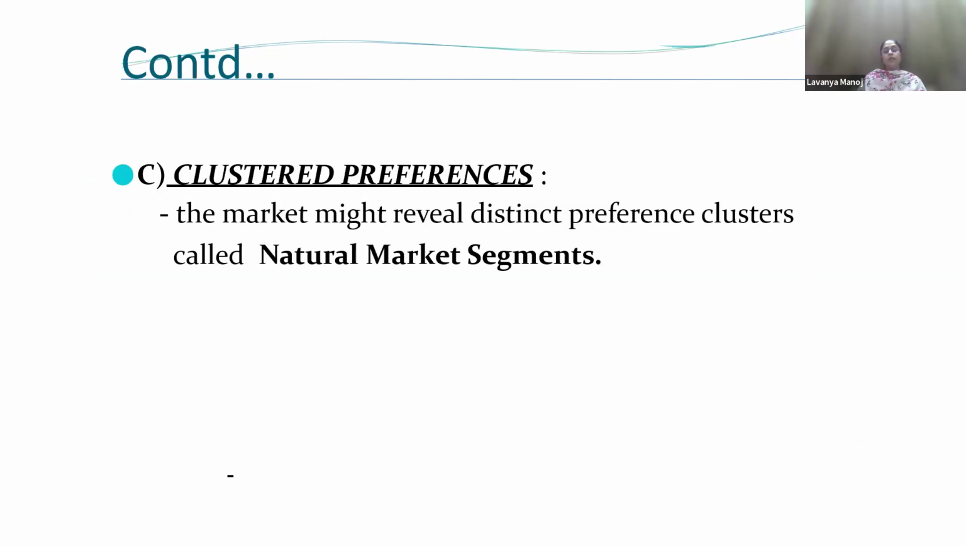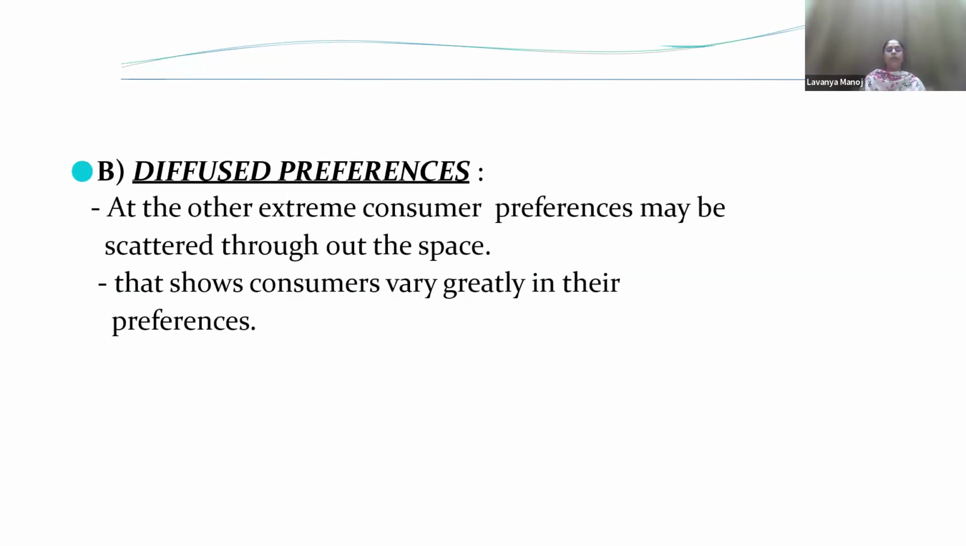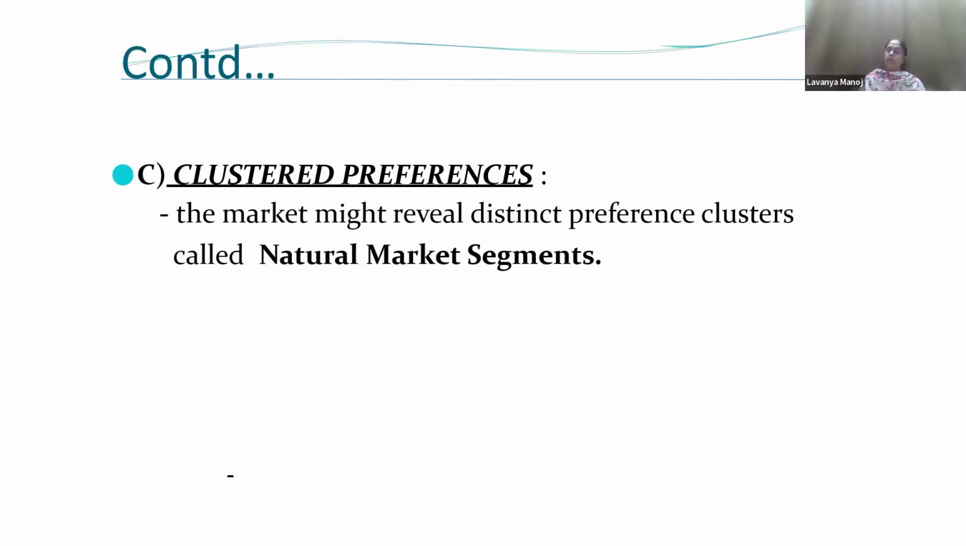And then clustered preferences. The market might reveal distinct preference clusters called natural market segments. So clustered preferences is again a kind of segmented preferences, but clustered is something different from the homogeneous preferences. Homogeneous is where a zone is occupied by people who have more or less the same way of thinking or dressing or buying pattern or income. Clustered preferences is a group of people whose buying pattern is the same. So there is not much difference in the buying pattern, whatever income group they are from, or whatever ethnicity or nationality they belong to, that doesn't matter at all, but their buying pattern is more or less one and the same. So that is clustered preferences.